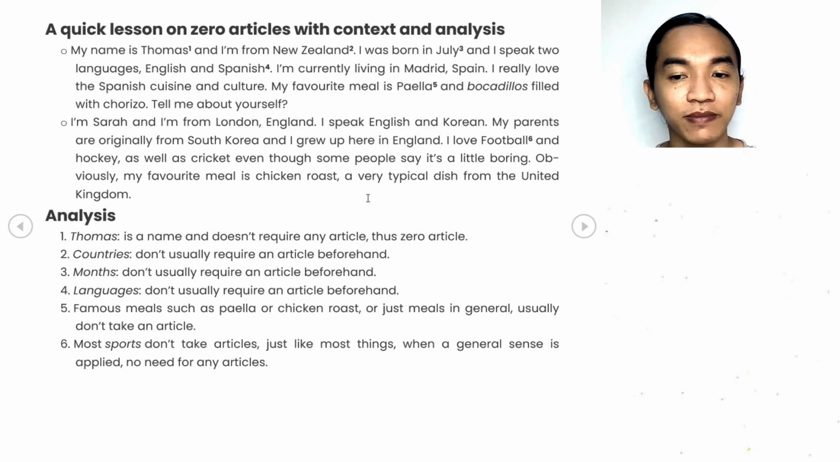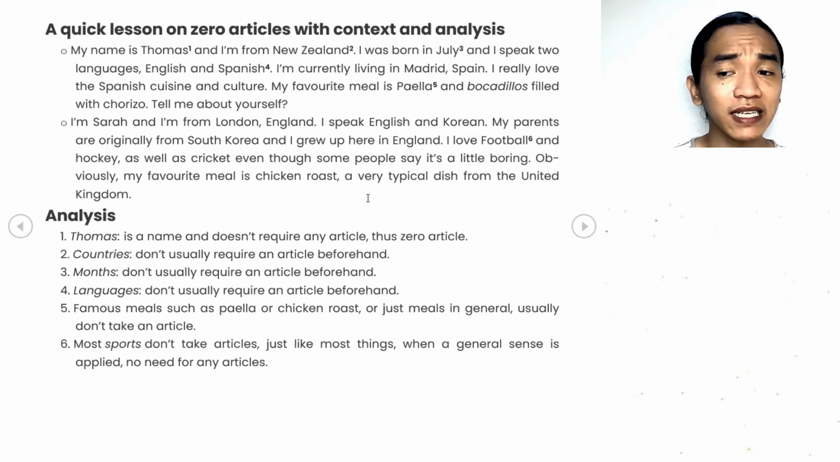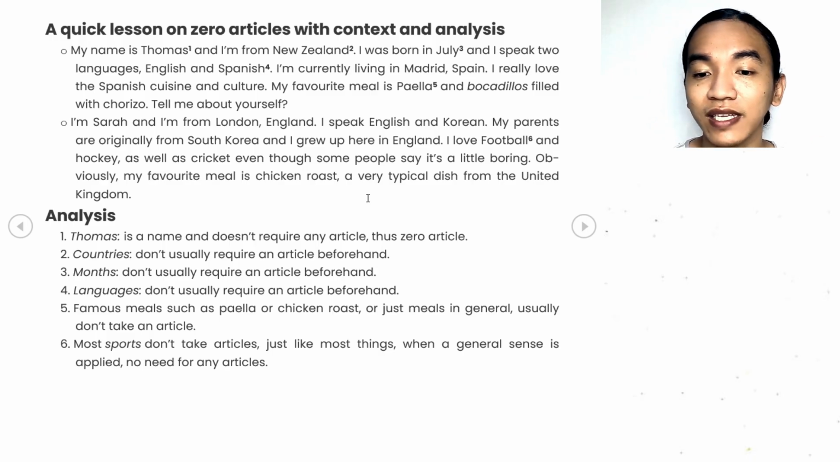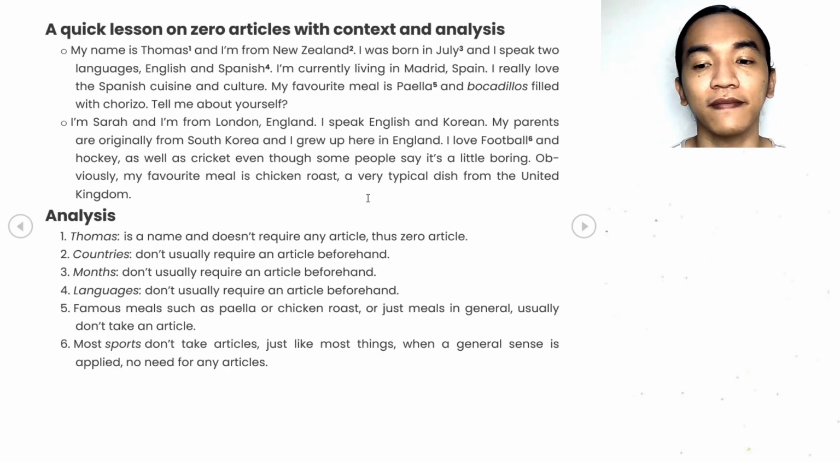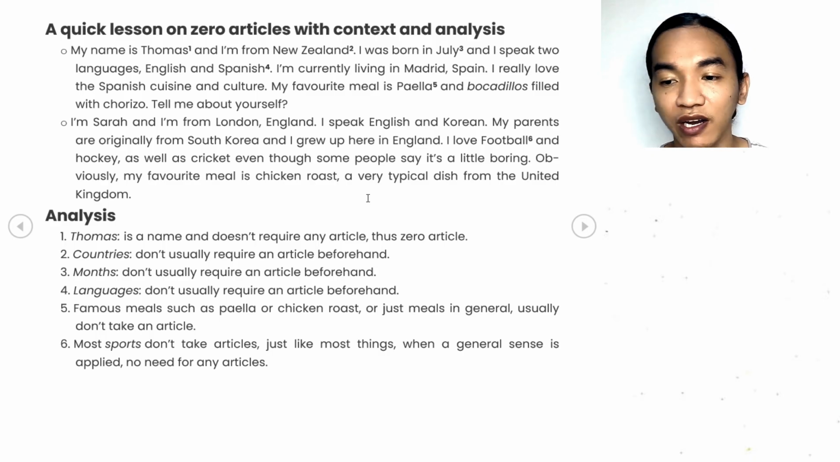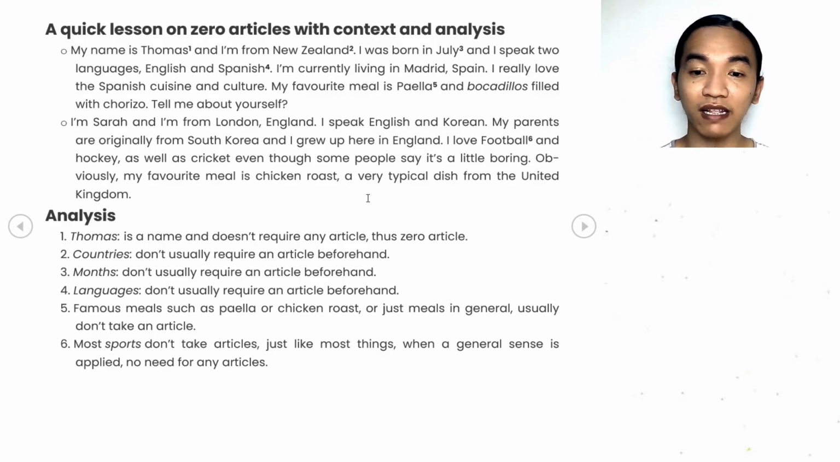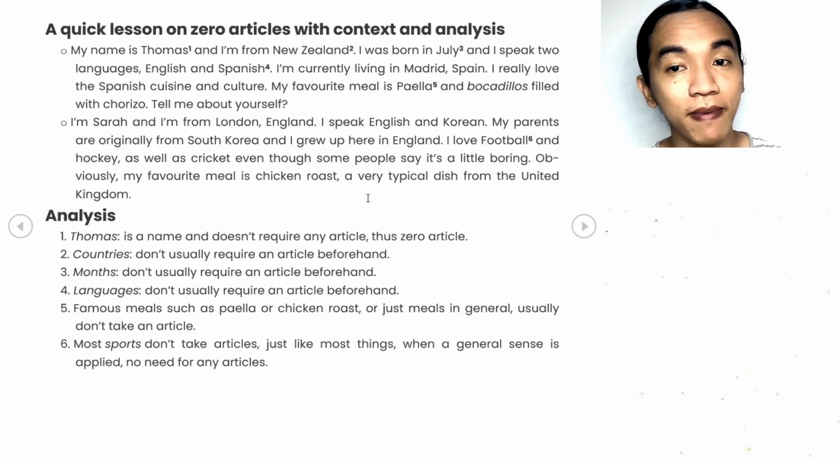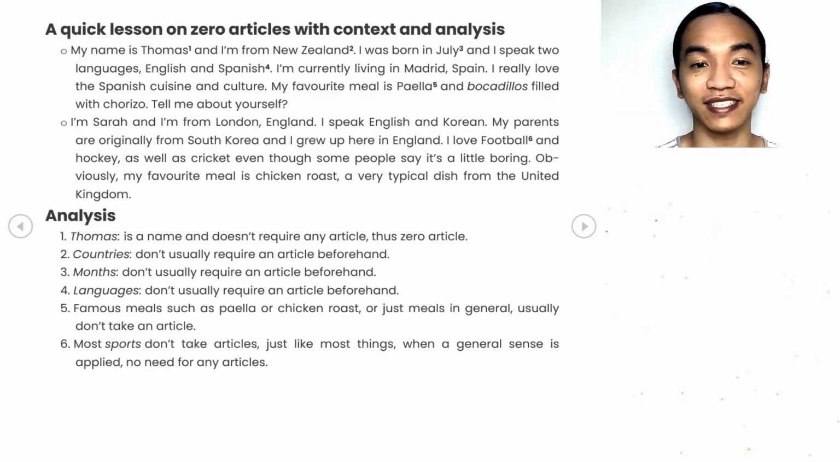Famous meals such as paella, chicken roast, or just meals in general usually don't take an article. And most sports don't take articles. Most. Take note of that. Just like most things, when a general sense is applied, no need for any articles. Okay? So that is our discussion about zero articles in English.